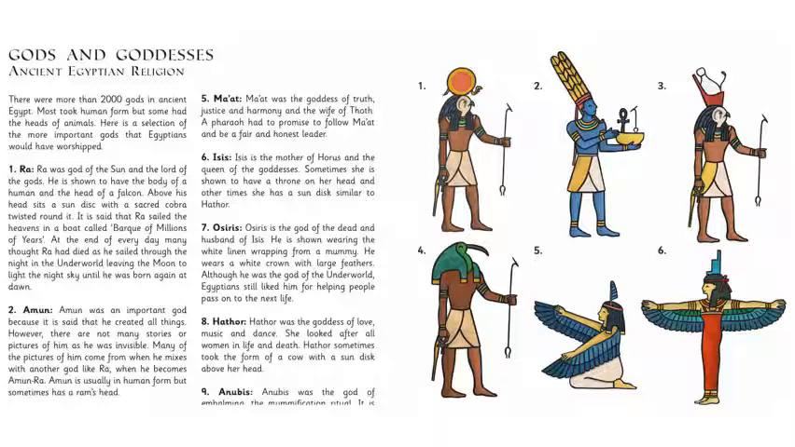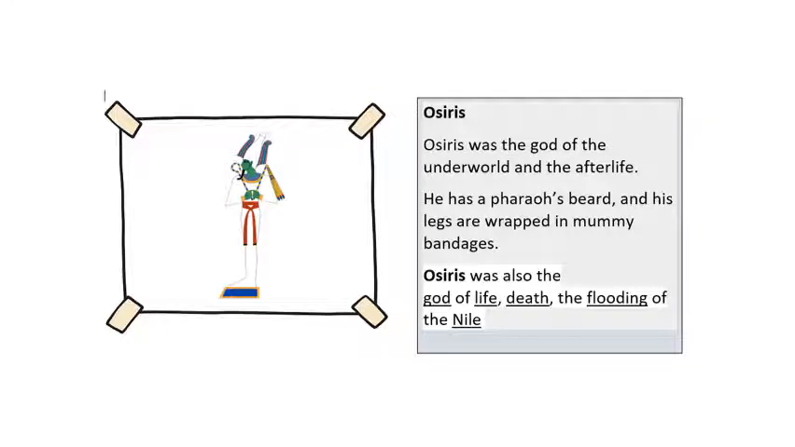Your task for today is to create a fact file on one of the gods, two of the gods, three of the gods, as many as you want. You choose your level, you choose your challenge. Here's an example of what I've done.